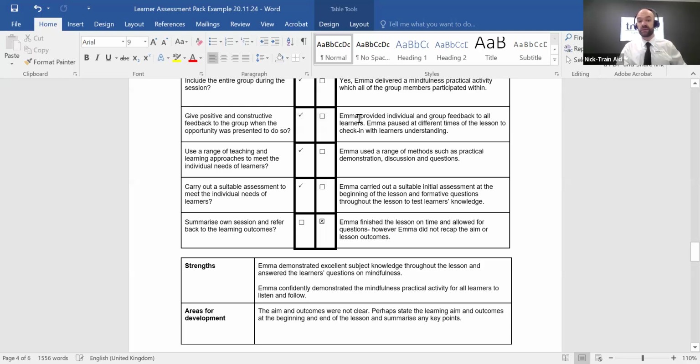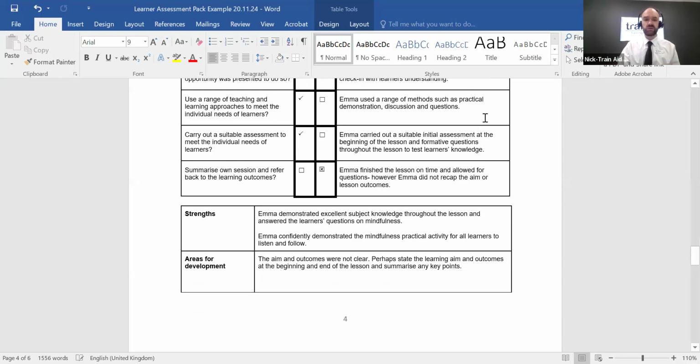I put yes. Emma provided individual and group feedback to all learners. Emma also paused at different times of the lesson to check in with learners and to find out if they're all on track. So demonstrating quite a conscientious teacher approach there. So very pleased, very impressed with Emma's micro teach.